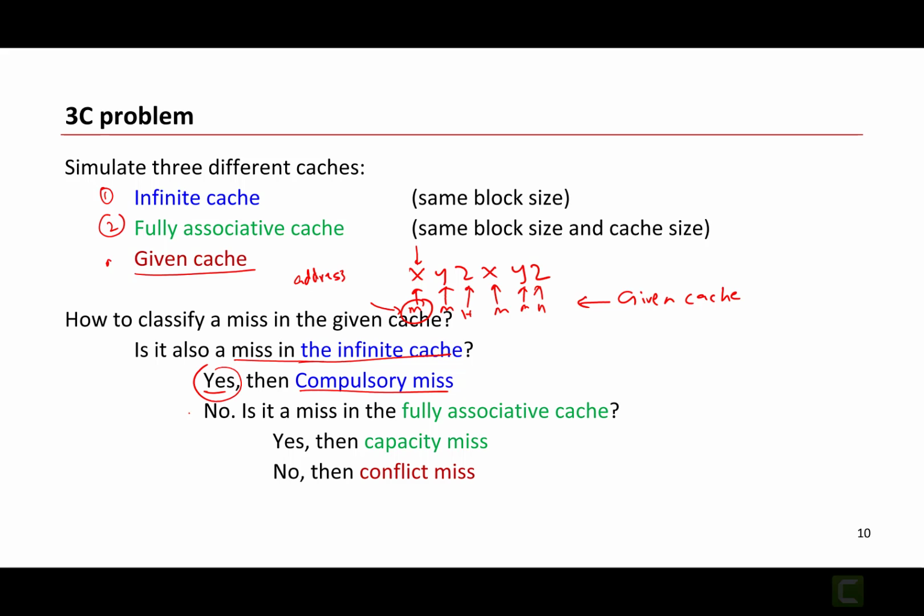Okay. Now let's say the miss turns out to be a hit in the case of the infinite cache. So then what do you do? Well, you ask the second question: is that miss that I saw in the given cache still a miss in the fully associative cache? And if the answer to that second question is yes, then the miss that I saw in the given cache is actually a capacity miss. Why is that? Well, even with the best possible associativity, which is a fully associative cache, I still incurred a miss. So the only way in which I could solve this problem is perhaps by increasing the size of my cache.